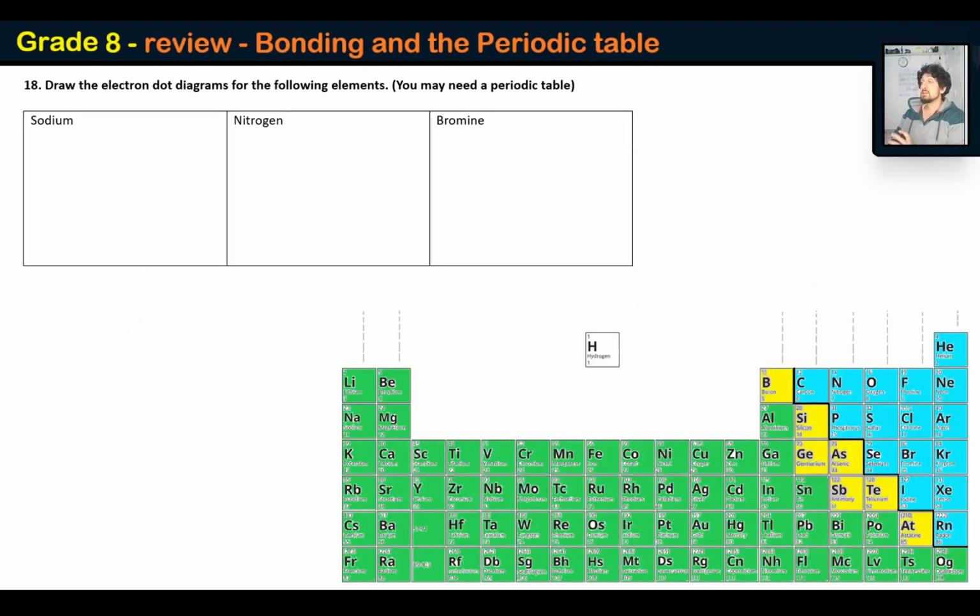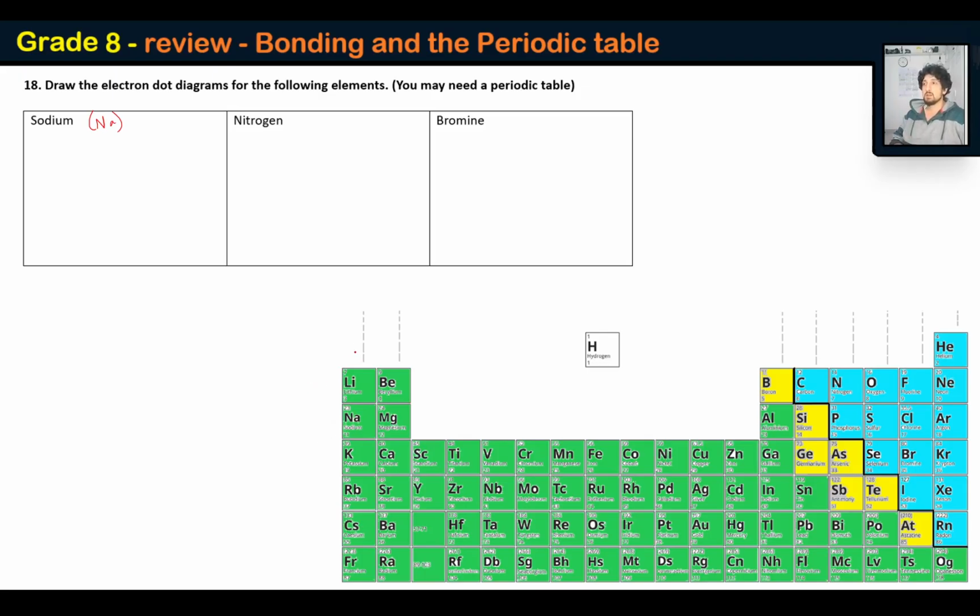And let's have a look at this. Draw the electron dot diagrams for the following elements. You may need the periodic table. Okay, very good. So I've got sodium here. Now remember, sodium has this symbol here. So there's sodium. If you're not sure, look at the periodic table, find sodium. There's sodium. And in order to draw the electron dot diagram, there's two ways.